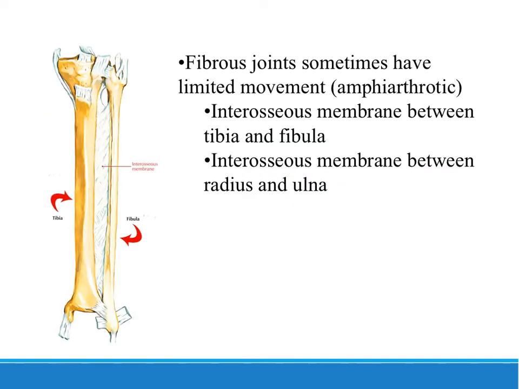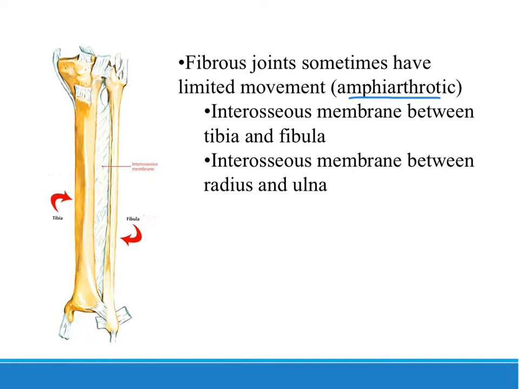Fibrous joints sometimes can have limited movement, and amphiarthrotic is the word to describe a limited amount of movement in a joint. An example of that is the membrane that holds together the two bones in your lower leg and your lower arm.